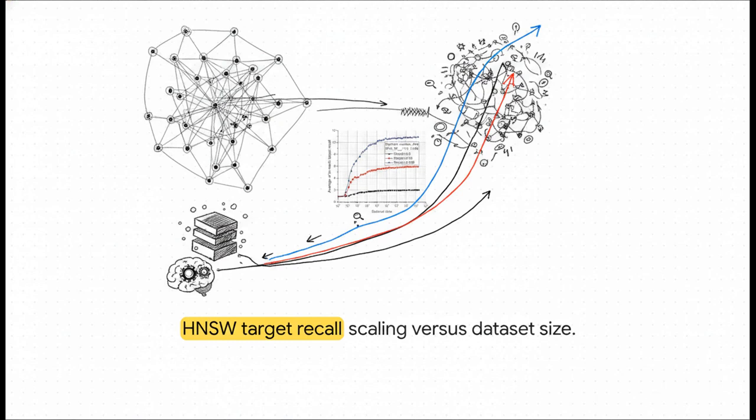In dense, high-dimensional spaces, greedy traversal algorithms can actually get trapped in what we call local minimums, meaning they just stop searching before finding the true best match. As your data grows, maintaining perfect recall gets computationally heavier and heavier.